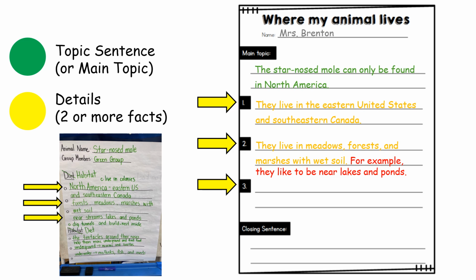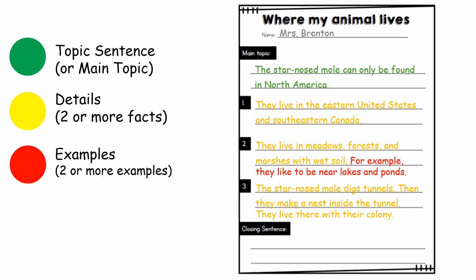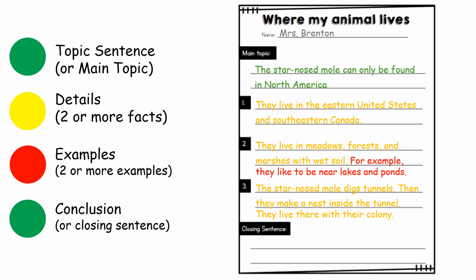So for my final detail, I put the rest of my information into a couple different sentences. The star-nosed mole digs tunnels. Then they make a nest inside the tunnel. They live there with their colony. So all of that information goes along with this whole detail of them living in tunnels and nests. So now I've got all my facts, information, examples, details, all that good stuff right where I need it. The only thing left to do is the conclusion.